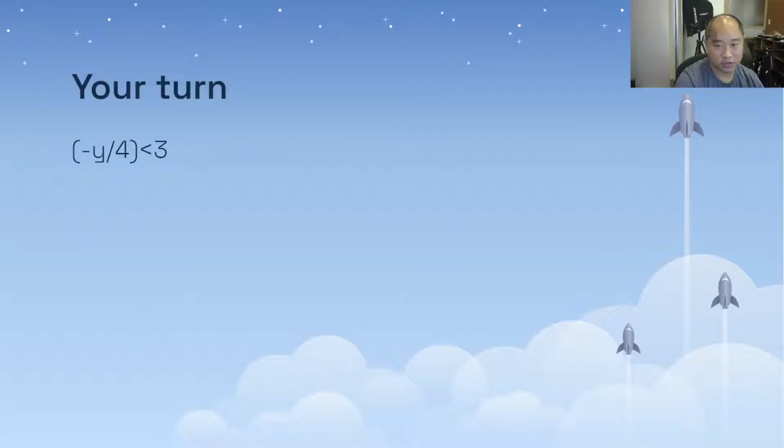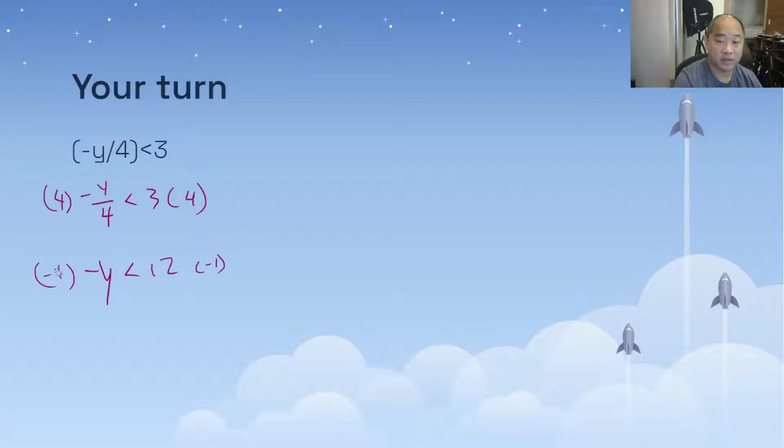Your turn. So here we have negative y over 4 is less than 3. So we're going to multiply both sides by 4 to get negative y is less than 12. Then we have to multiply by negative 1 to get rid of that negative sign, right? Because this is negative y, which is basically negative 1 y. So those cross out, and this becomes y is greater than negative 12.